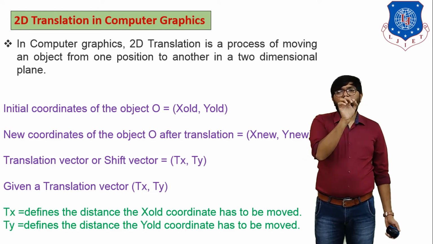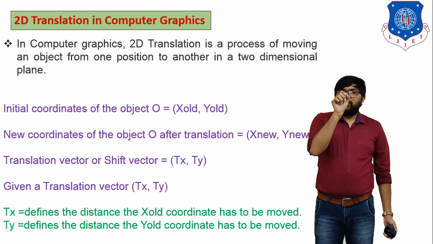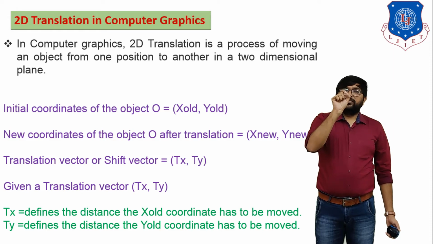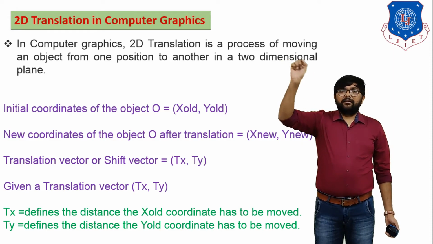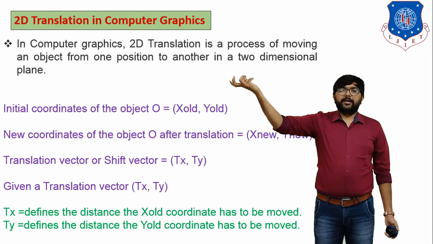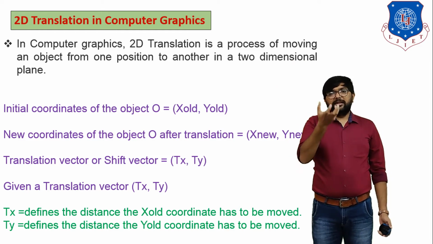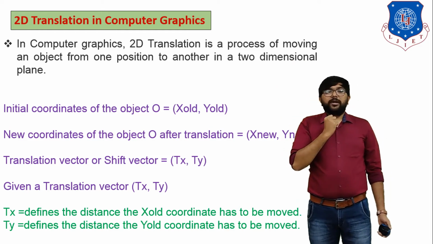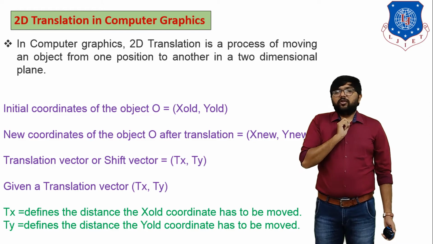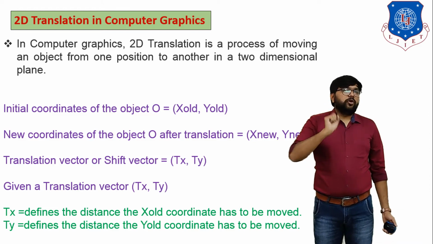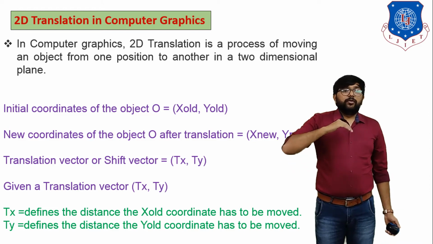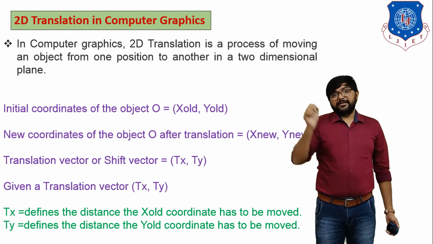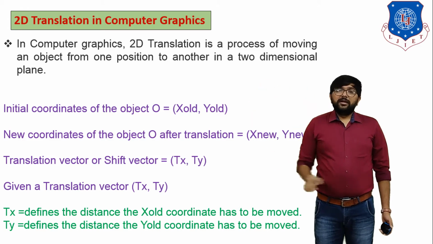Clear? Suppose we discuss this process by considering only one point. Suppose you have a point like (1, 1), and you want to change the position of that point and find the new point. So we discuss this theory by considering one point. Suppose the initial coordinate of the object O is (x old, y old). Now the new coordinate of the object O is (x new, y new).